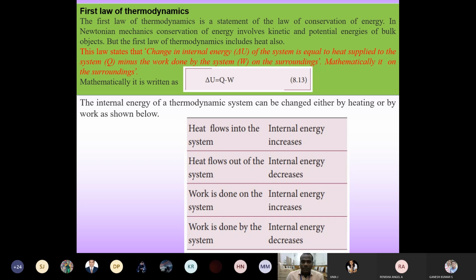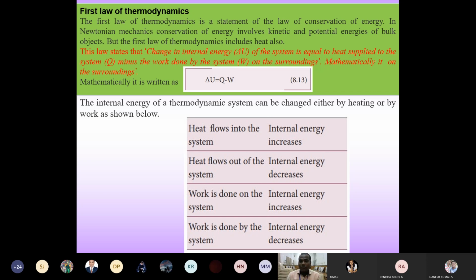The W value will be negative. So here in the definition, we have work done by the system, so we can write the equation of the first law of thermodynamics as delta U is equal to Q minus W. Also there will be the equation delta U is equal to Q plus W. Also we can rewrite the equations as minus Q plus W and minus Q minus W.